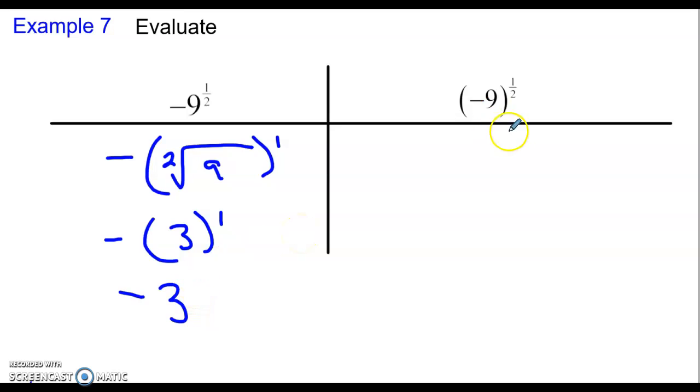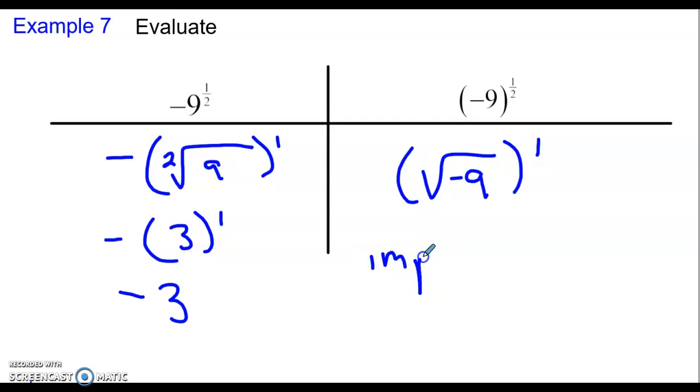On the other side over here, we have negative 9 to the power of 1/2. The negative is inside the bracket, so it is part of the base. So we have the square root of negative 9 to the power of 1. And of course, we know that this is impossible for us right now, because we can't find the square root of a negative number.